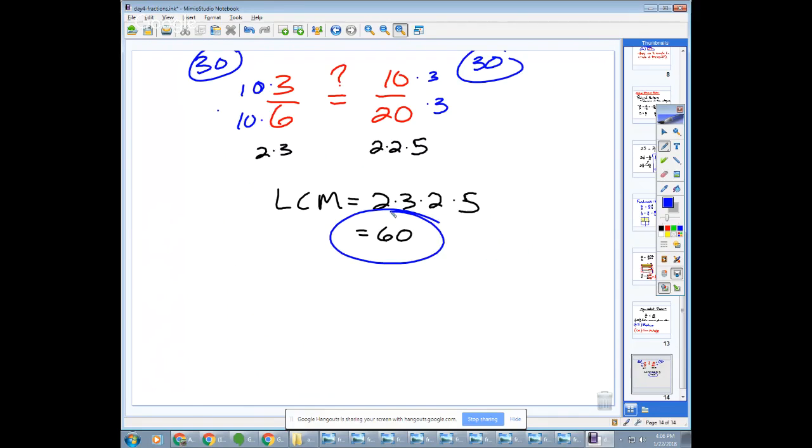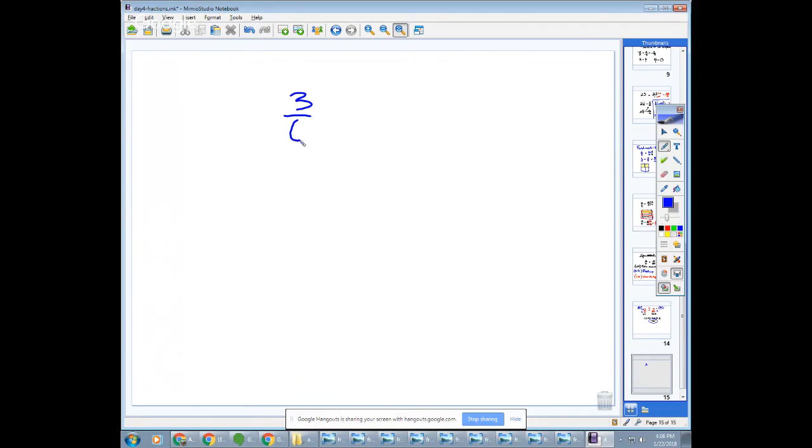Other method, 3/6 versus 10/20ths, would be to reduce them. And to reduce, we want to come up with the greatest common divisor. And there's a couple different ways you can do that. You could list all the divisors, you could use that Euclidean algorithm, or you can find the prime factorization. And we already have the prime factorization in these. 2 times 3, 2 times 2 times 5. So it makes sense to use that.